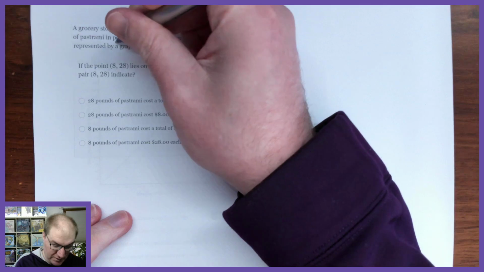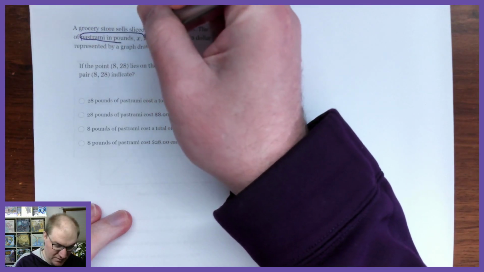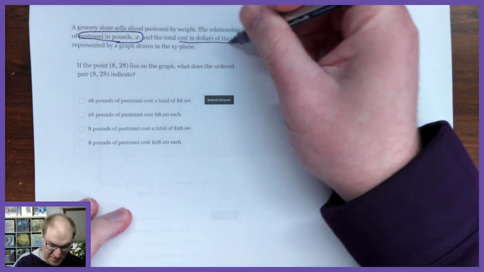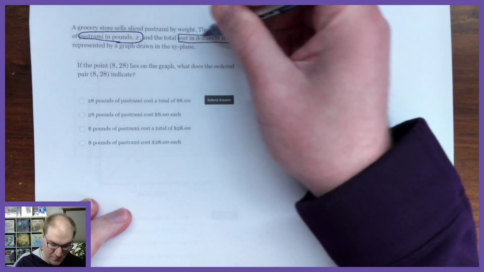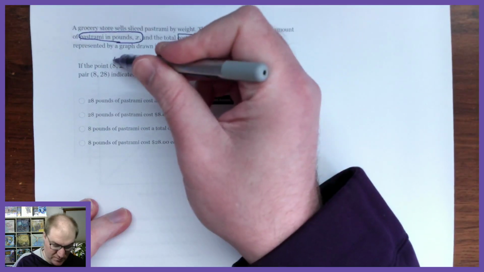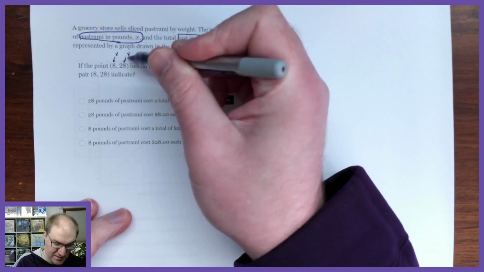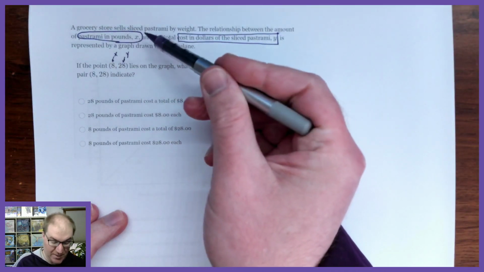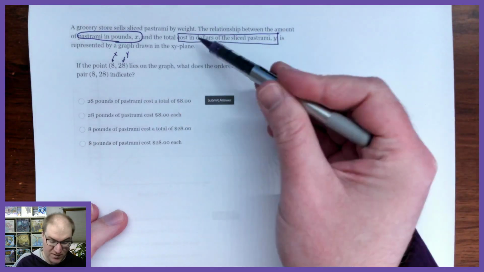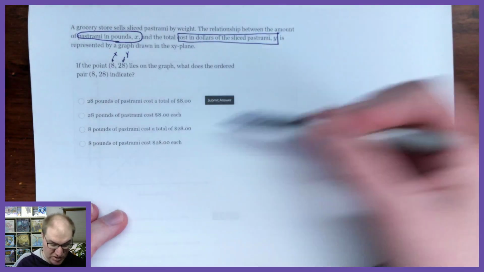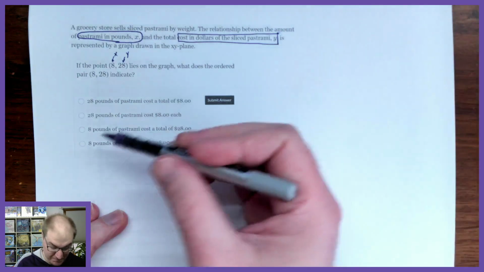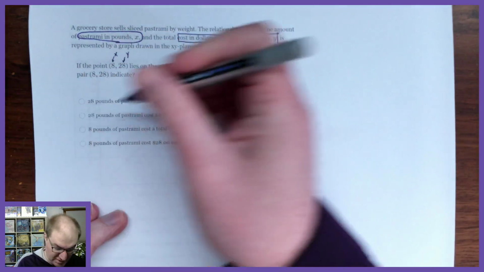So right here, they tell us that pastrami in pounds is X, and the cost in dollars is Y. So that means that the first number, which is X, and the second number, which is Y, the 8 represents the pastrami in pounds, and the 28 represents the cost in dollars. So which answer choice here shows that we have 8 pounds and $28? 8 pounds and $28.